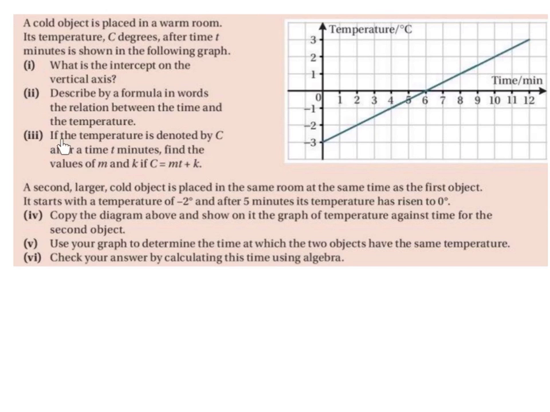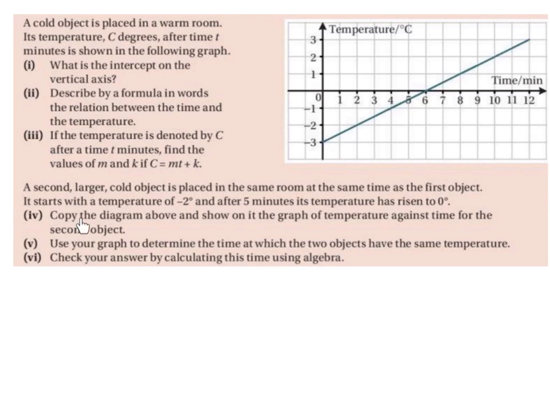Part 3. If the temperature is denoted by C after time t minutes, find the values of m and k if C equals mt plus k. A second, larger cold object is placed in the same room at the same time as the first object. It starts with a temperature of -2 degrees, and after 5 minutes, its temperature has risen to 0 degrees.